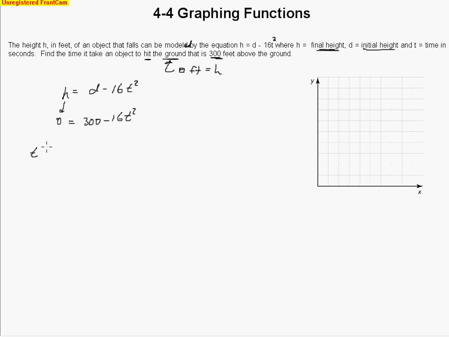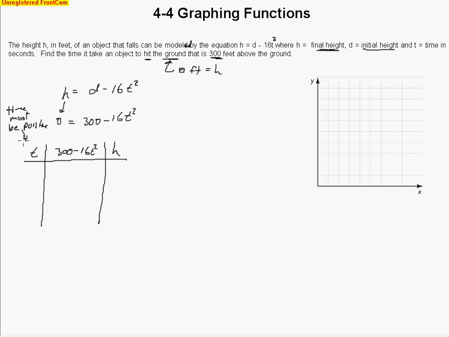So t is going to be some values I'm going to put in for seconds, then my equation, 300 minus 16t squared, and then I'm going to come up with values of h. And so I go ahead and plug in some numbers. Now when I do this, I can't have negative numbers for time. So time must be positive. So I'm going to use positive numbers.